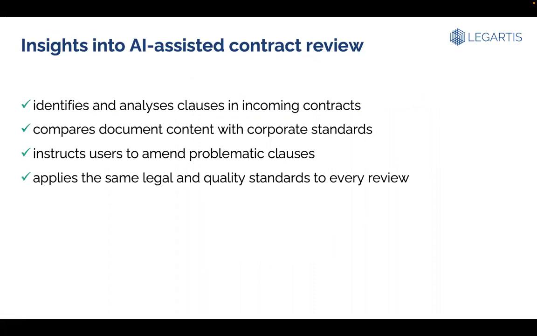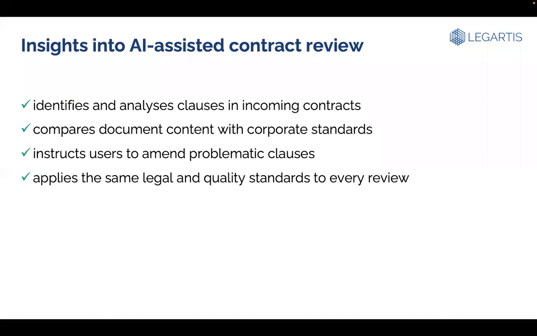So before we start with that, a quick overview of what our application actually does. An AI-assisted contract review tool like ours will basically do the following. You start by identifying and analyzing the clauses in incoming contracts. So you want to make sure that you know what's in a contract that comes into your organization. This can be either a template that you've sent out and has been amended, or a fully new third-party document.